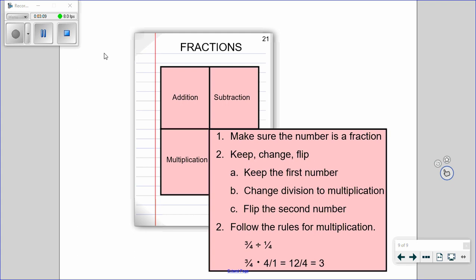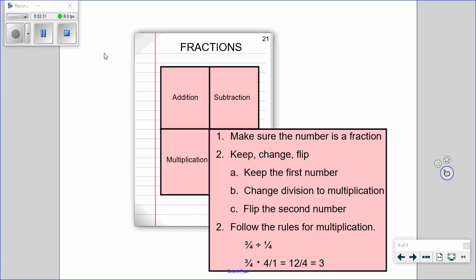So let's do 3/4 divided by 1/4. You keep the 3/4 the same, change divided to times, and you flip the 1/4 to make it 4 over 1. Then you multiply across the top. 3 times 4 is 12. Multiply across the bottom. 4 times 1 is 4. You get 12 over 4. You simplify that to 3.